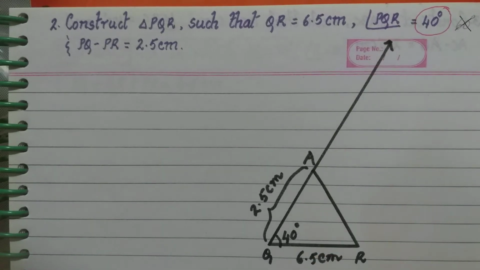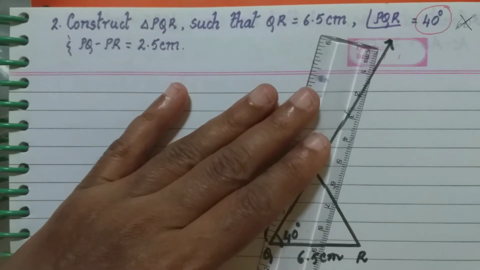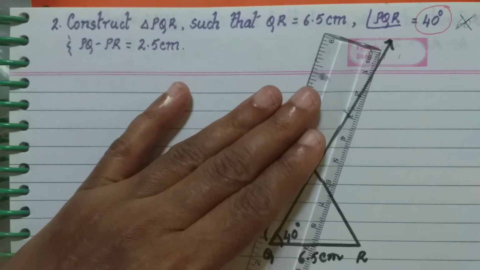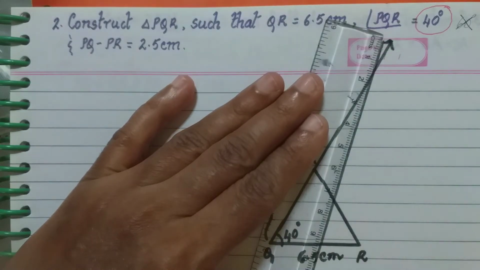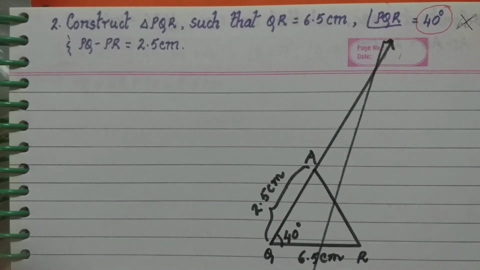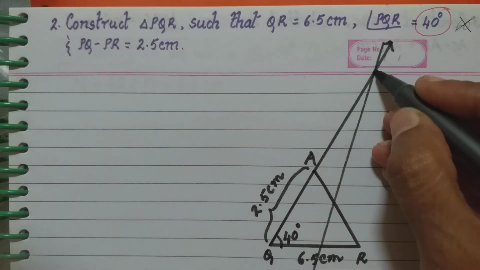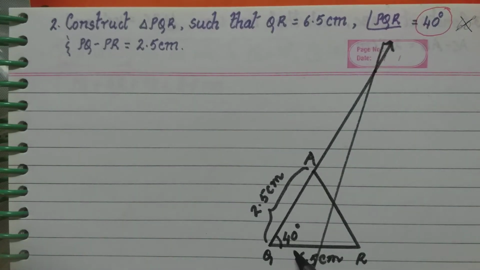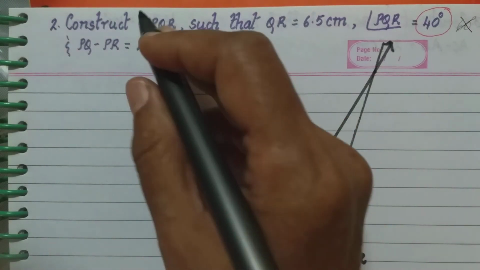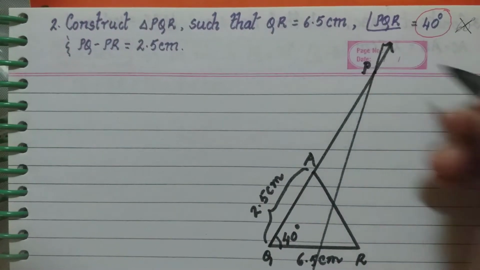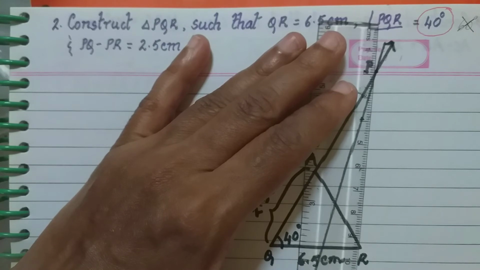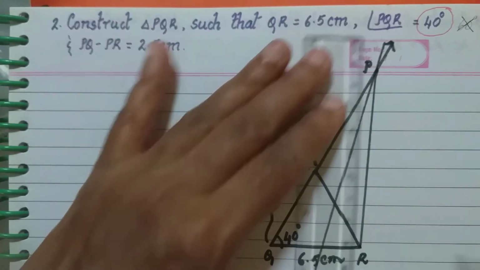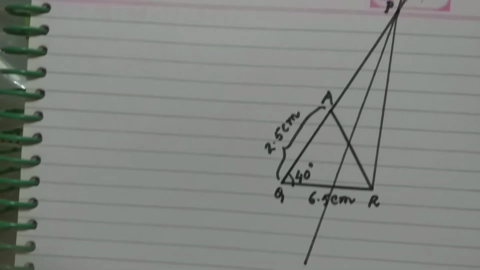Now we will join AR and draw the perpendicular bisector of AR. So say suppose when I draw the perpendicular bisector of AR, it goes this way, okay, and this point where the perpendicular bisector cuts the ray, that will be the third vertex. Here Q and R is already, which is the third vertex? It is P. And after that, I join P to R. Okay, so this is the rough figure. Now let us go to the fair figure.